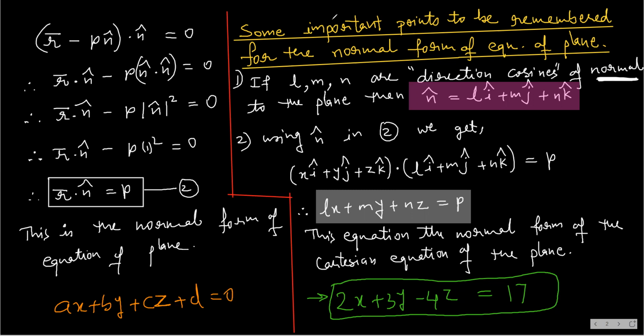Remember, when you say this is a plane, see this: ax plus by plus cz plus d equals 0 is a plane. Now in this equation, what are a, b and c? What are they?